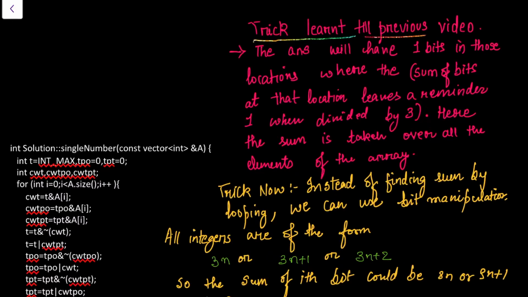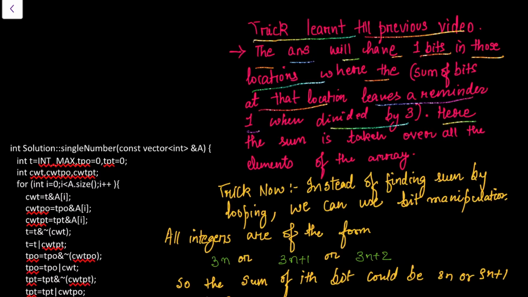The trick learned till the previous video was that the answer will have 1 bits in those locations where the sum of the bits at that location leaves a remainder 1 when divided by 3. Here the sum is taken over all the elements of the array. I'll just give a brief recapitulation of what we had discussed earlier.